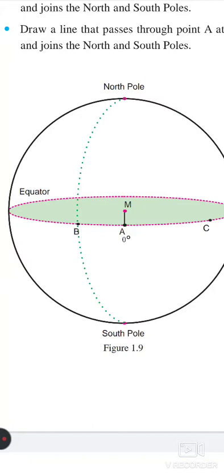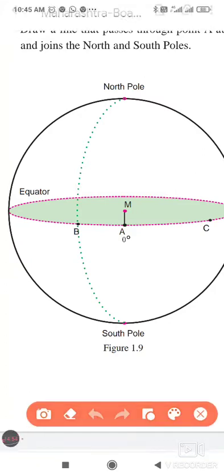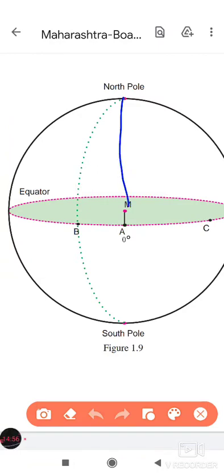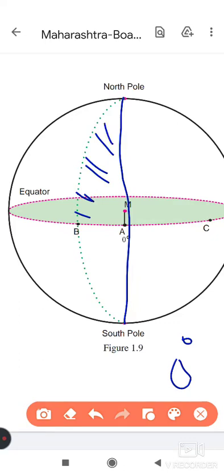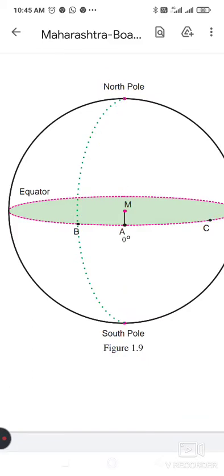Because it joins in a straight line through the center, it is 0 degree. Okay, 0 degree. It increases 10, 20, 30, 40, and so on. Here it is 0 degree at the north and south pole.